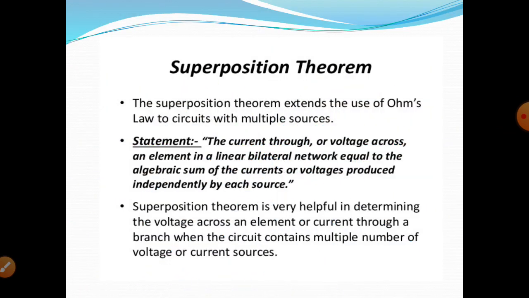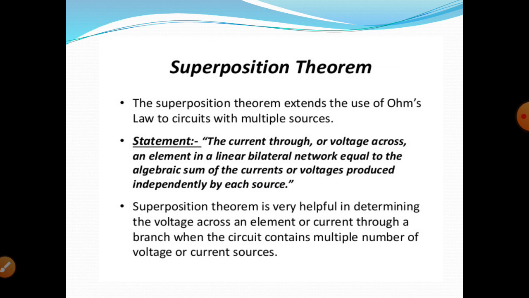In the last class we discussed some theorems like Thevenin's theorem and Norton's theorem. Today we are discussing the superposition theorem. In this theorem, we use Ohm's law for circuits with multiple sources. Sources mean voltage source or current source.